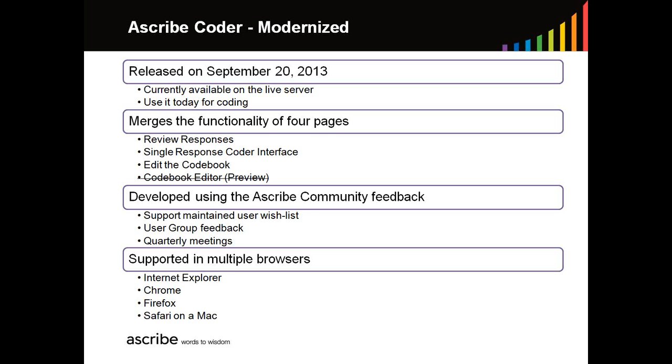Ascribe Coder was created to merge the functionality of four pages: review responses, the single response coder interface, and edit the codebook, along with Codebook Editor Preview. But you may have noticed Codebook Editor Preview was taken away on September 20th when we first released Ascribe Coder. This was developed with our Ascribe community feedback. Our users group has been working hand in hand with the development team to give feedback on Ascribe Coder, and a lot of things that have been changed in Ascribe Coder were a result of user group discussions.